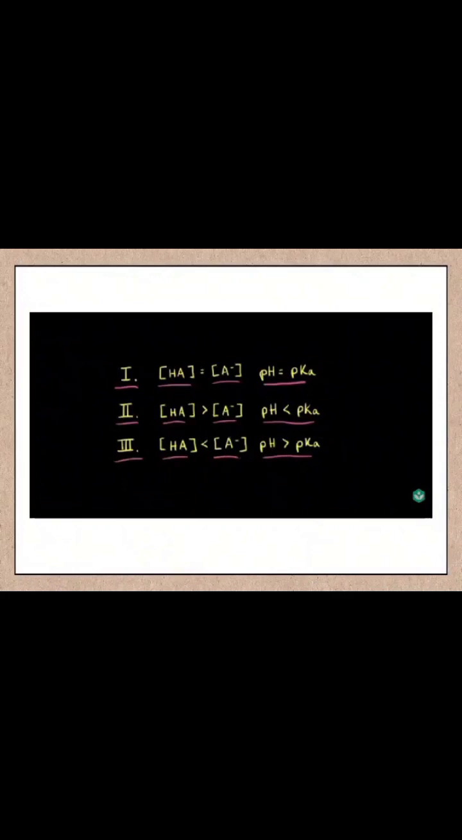So if we know the pH of a buffer solution, we can think about the Henderson-Hasselbalch equation to think about the relative concentrations of the weak acid and the conjugate base. For example, if we have a particular buffer solution and we know the pH of the buffer solution is less than the pKa of the weak acid, we know that in that buffer at that moment in time, the concentration of the weak acid is greater than the concentration of the conjugate base.